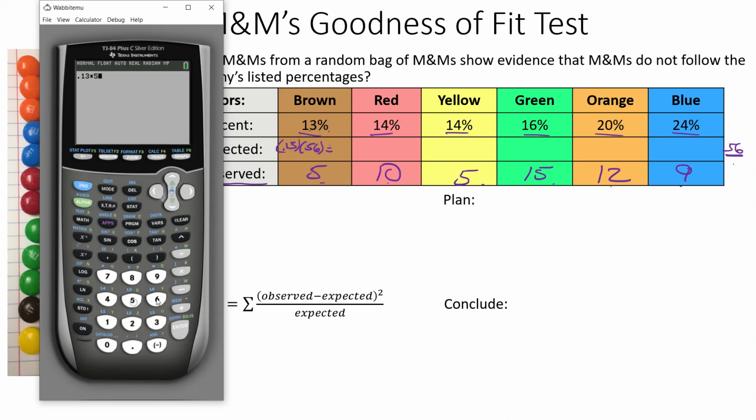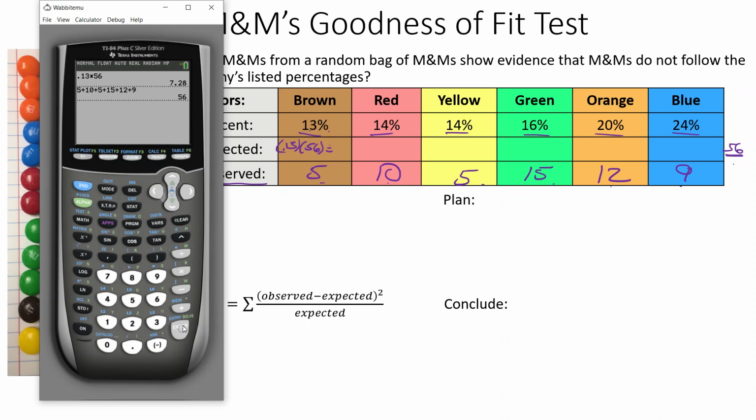0.13 times 56. Now it's not going to be a whole number. That's okay. 7.28. I want to make sure I counted these right. So 5 plus 10 plus 5 plus 15 plus 12 plus 9. Just to make sure. Okay, 56. Yep. So that's 7.28.